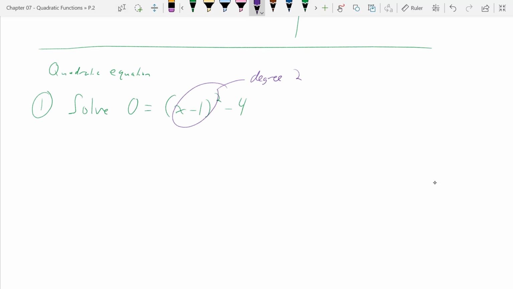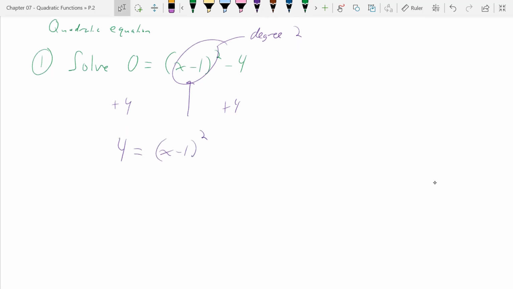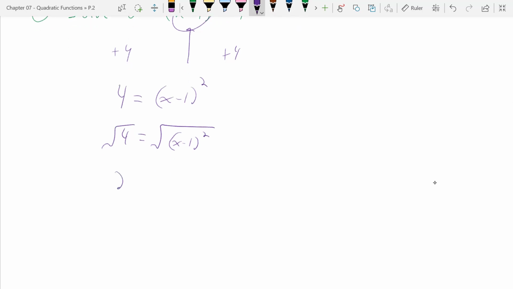You might think we want to multiply that all out, but really it's easiest just to add 4 to both sides. You get 4 is equal to x minus 1 squared. Then we do an operation to both sides to undo the square. We take the square root of 4 is equal to the square root of x minus 1 squared. On the left side I get a 2, and the right side I get the absolute value of x minus 1. Remember, the square root of a square is an absolute value, which means that x minus 1 is really equal to positive or negative 2.